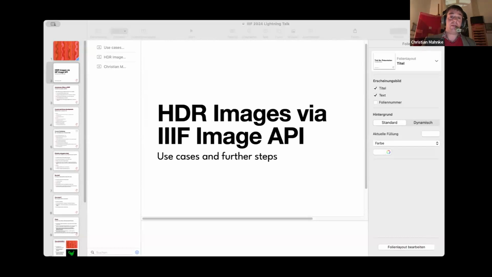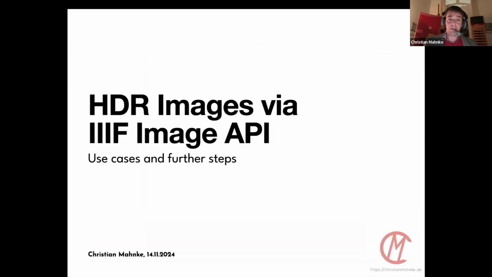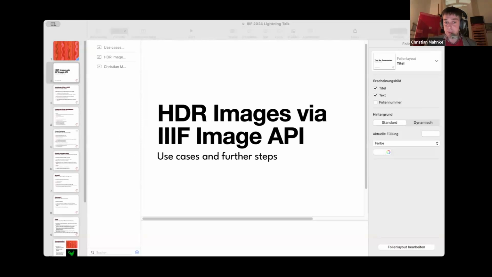Yeah, my topic is about HDR images using the IIIF image API. That was the topic that I proposed, but in the meantime, things have changed. So actually, this is a talk about promoting the topic HDR, to have somewhere in the future a way to add it to the specification to provide HDR contents, not only images, but everything HDR related.